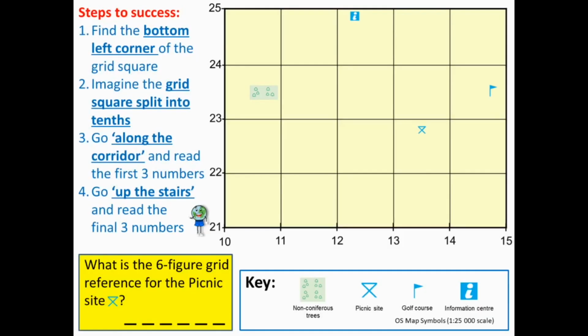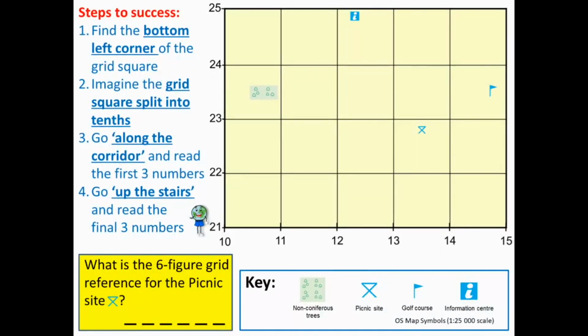So I've created a very simple map using symbols from the Ordnance Survey map series. The map has a grid over the top of it and grid lines that are labelled with two-digit numbers. You can also see that there are four symbols on the map, and there's a key at the bottom to help you to work out what each symbol means. And each symbol is in a different grid square on my map, just to make it a little bit easier for us to practice working out six-figure grid reference locations.